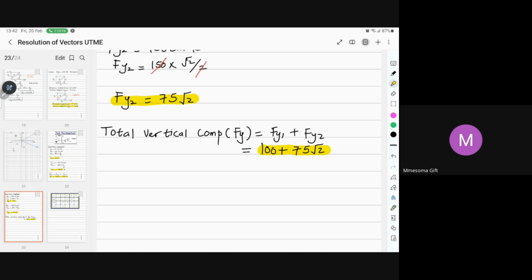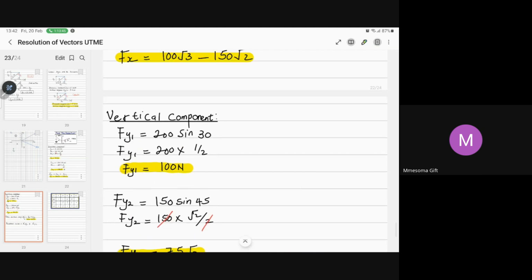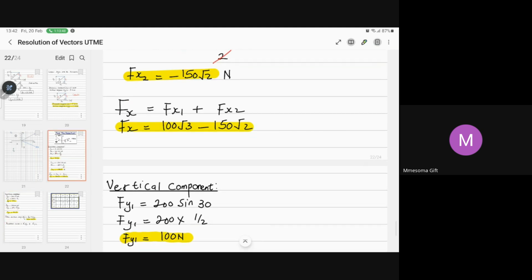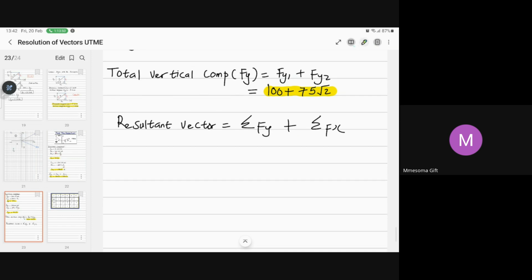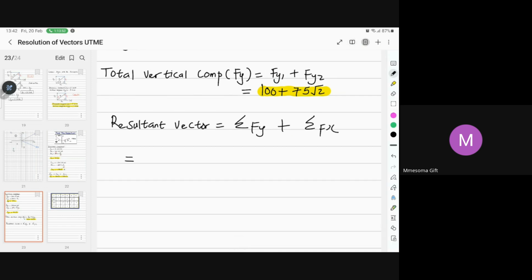Now, your resultant vector will be equal to the summation of all the y components plus the summation of all the x components. You've seen that already I've calculated all my y components and all my x components. What I need to do is to plug in my values. So what's the total x component? 100 root 3 minus 150 root 2. So I have that already.